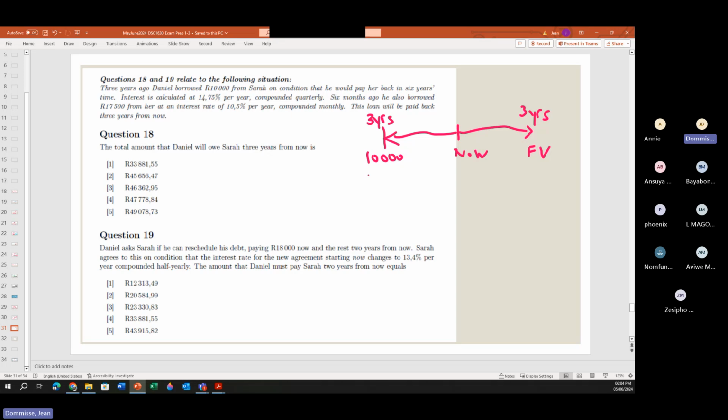Interest was calculated at 14.75%, compounded quarterly, so 4 times per year. That is for 6 years, so that was nearly for 24 periods. I'm just thinking of nearly what the things are for that first one.